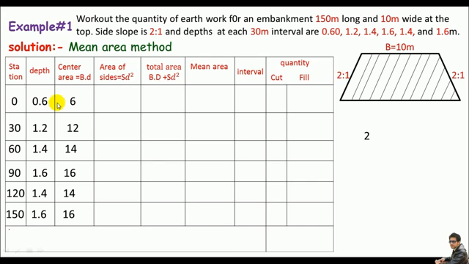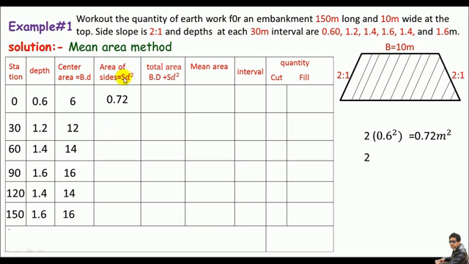The depth at station 0 is given, which is 0.6. So 0.6 squared, we can get, of course, 0.72 square meter. I'll plug this value over here in the second row. Now I need to calculate the side area for station 30 meter.